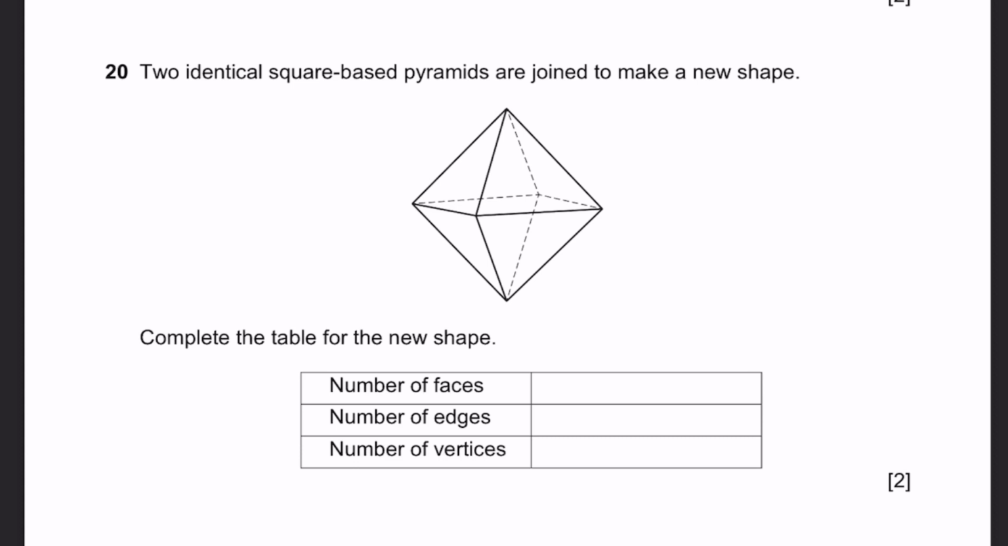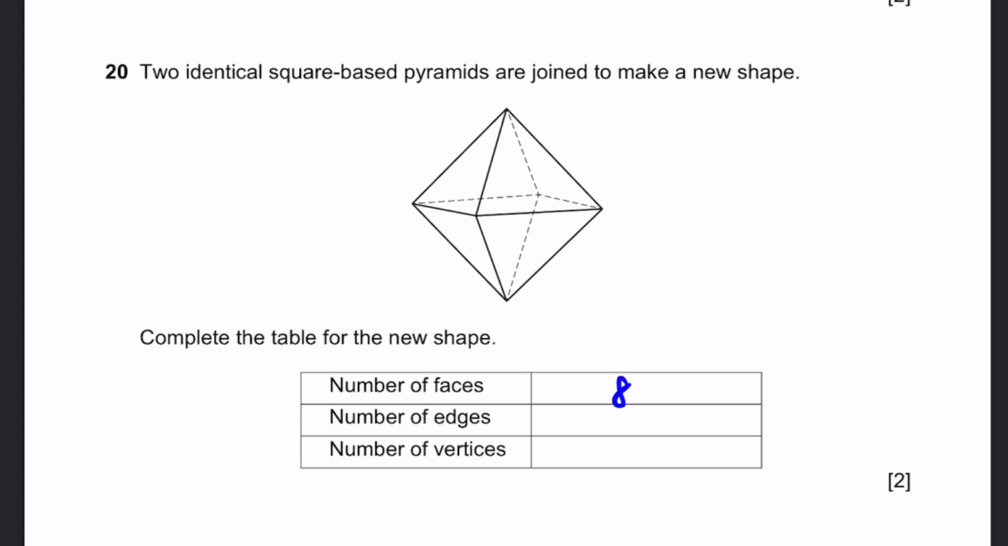Question 20. 2 identical square-based pyramids are joined to make a new shape. Complete the table for the new shape. Number of faces. So we have 1, 2, 3, 4 on this top pyramid and 1, 2, 3, 4 on the bottom pyramid. Since they're square-based, they have 4 each. Therefore, it's 4 times 2, 8.